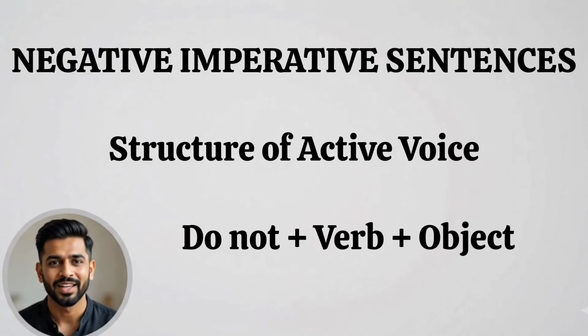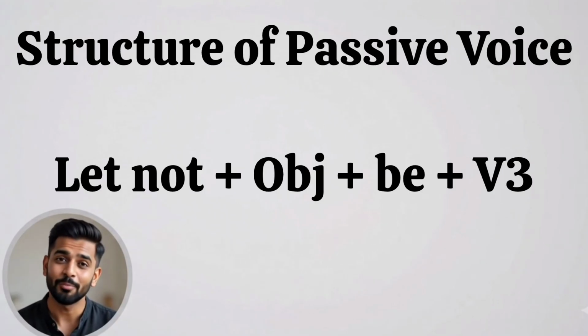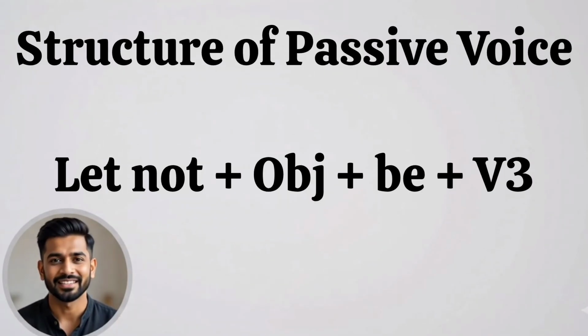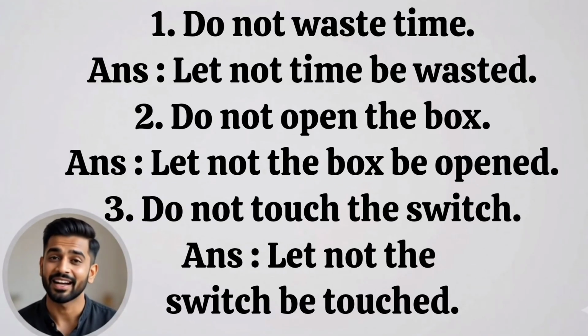Negative imperative sentences. Structure of active voice: do not plus verb plus object. Structure of passive voice: let not plus object plus be plus V3. 1. Do not waste time. Answer. Let not time be wasted. 2. Do not open the box. Answer. Let not the box be opened. 3. Do not touch the switch. Answer. Let not the switch be touched.